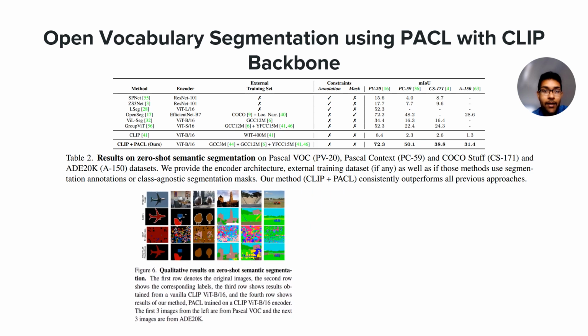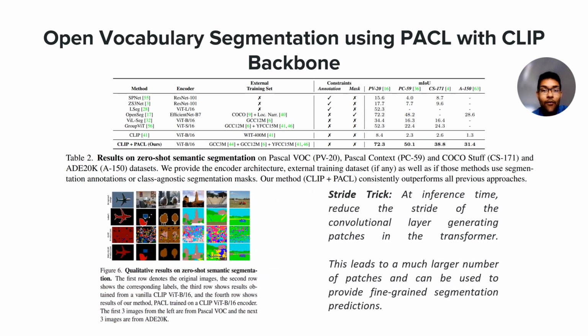One thing worth noting here is during inference, to get more fine-grained predictions, we reduce the stride of the first conv layer of the pre-trained vision transformer. This does not have any impact on the weights, but provides a much larger number of tokens. Performing the same image text alignment on these tokens helps in generating a fine-grained segmentation mask for images.